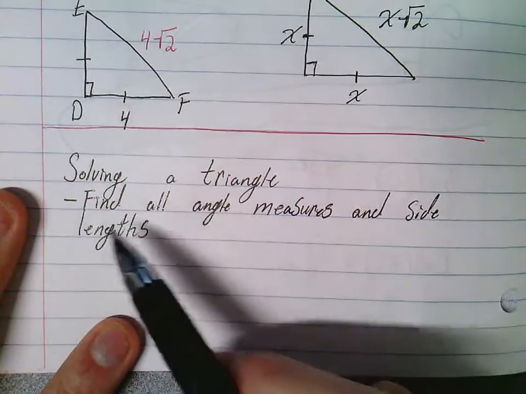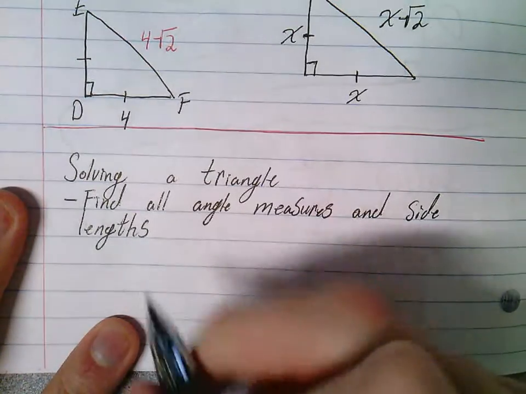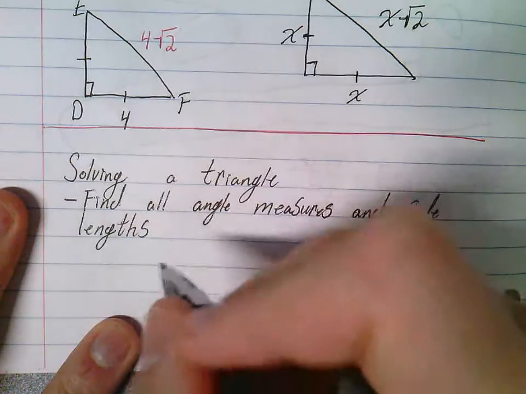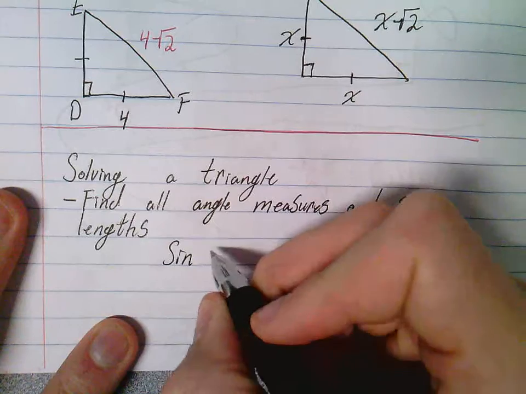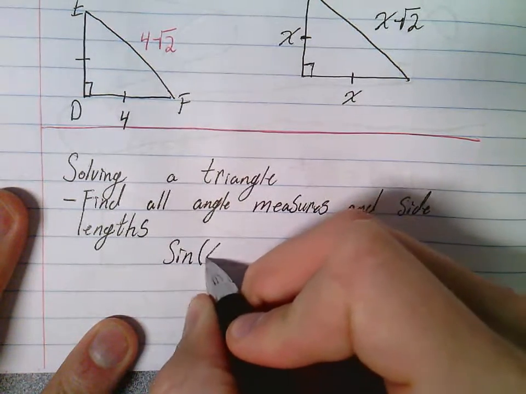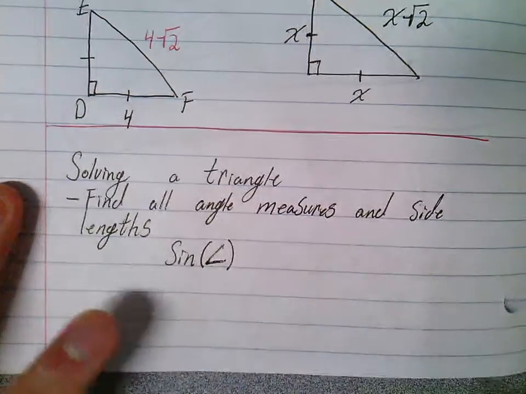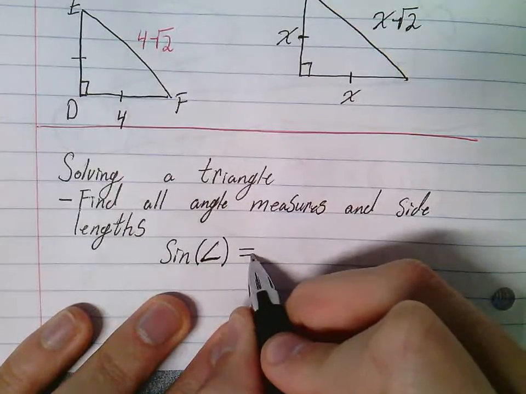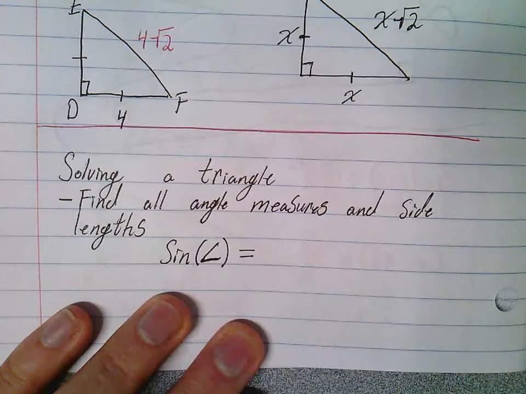We can solve a triangle by finding all the angle measures and the side lengths, and we can use our trig ratios to do this. Okay, so let's remind ourselves of some of our trig. The sine of an angle: what is the trig ratio associated with sine?